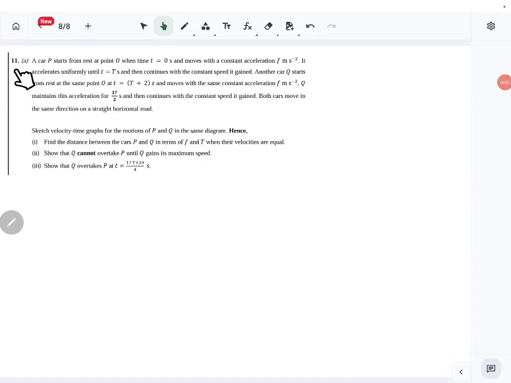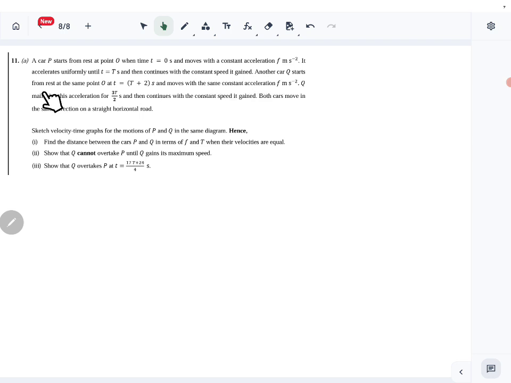Let's look at question number 11, part A of the applied paper, which is the velocity time curve question. A car P starts from rest at point O at time 0 seconds, moves with constant acceleration f. It accelerates uniformly until t equals capital T, then continues with the constant speed it gains.